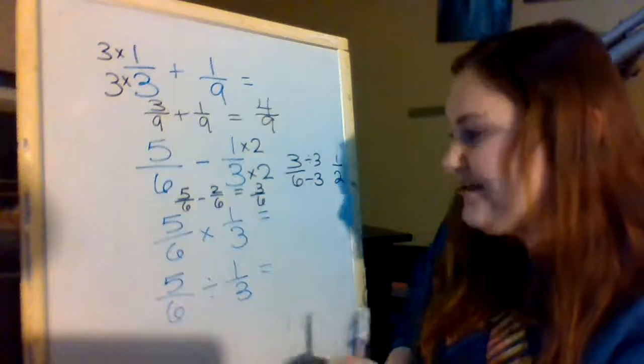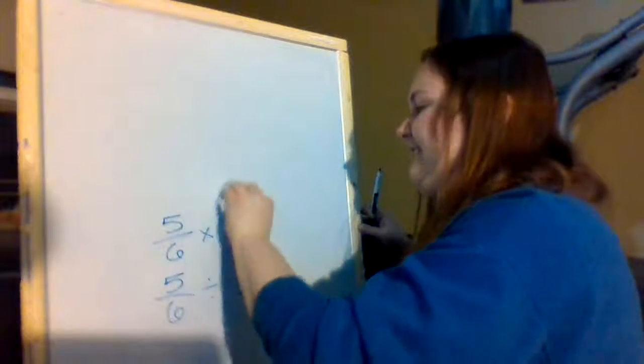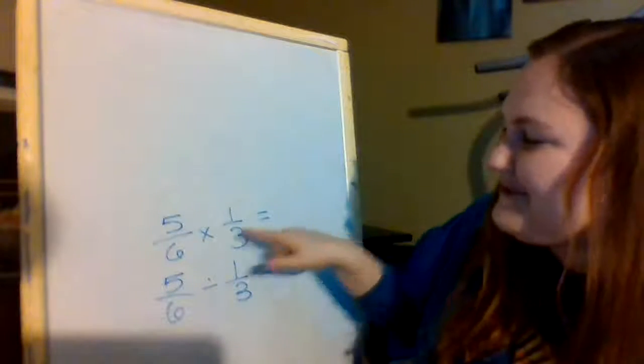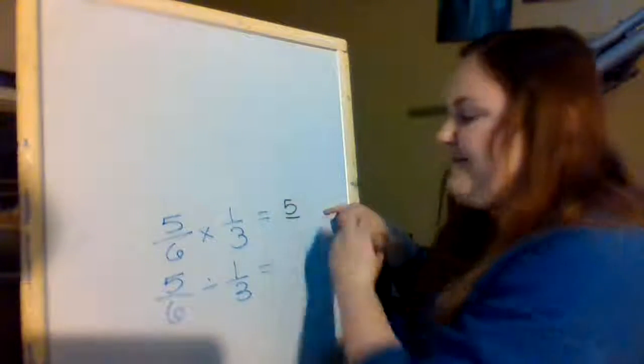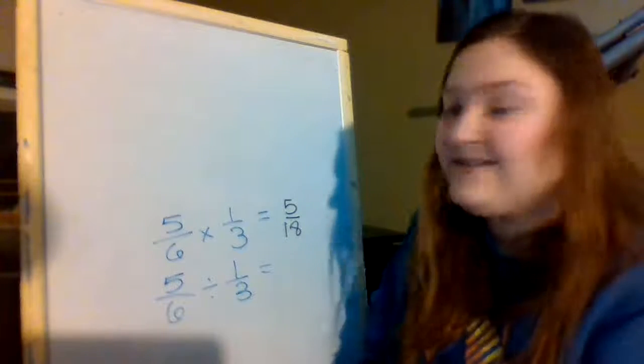For this third one, I'm going to go ahead and erase the first two to give us more space. That's better. For this third one, when you go to multiply fractions, remember you're just multiplying straight across. So you should have said 5 over 18, 5/18.